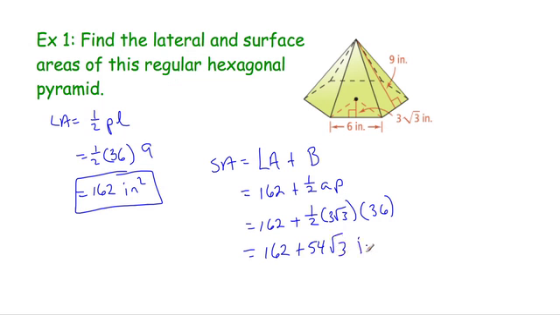This is the exact answer, all right? That is the exact answer. If I wanted to get a decimal approximation, I would just put this into my calculator, 162 plus 54 radical 3, and let's say round to the nearest tenth, I would get 255.5 inches squared.